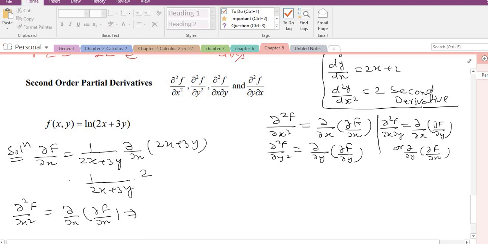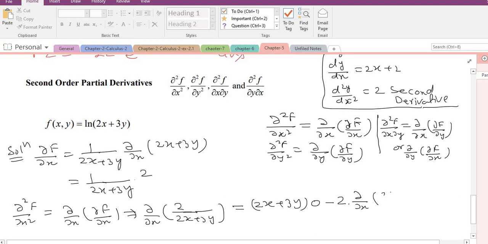So what you have to do? Del x of del f del x means del x of 2 divided by 2x plus 3y. It means that you have to differentiate by using the u by v method. So what you have to do? Just v into del x of u, that means del x of 2 is 0, minus u del x of 2x plus 3y, divided by v square, that means 2x plus 3y power 2.